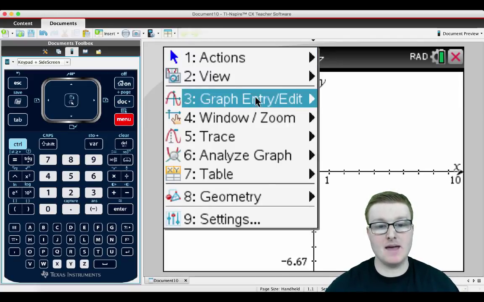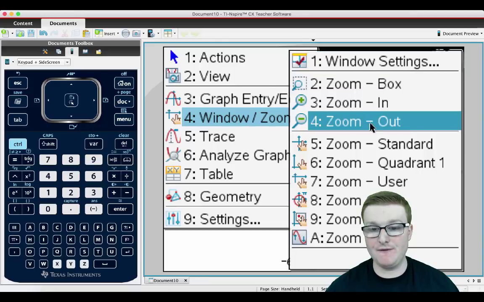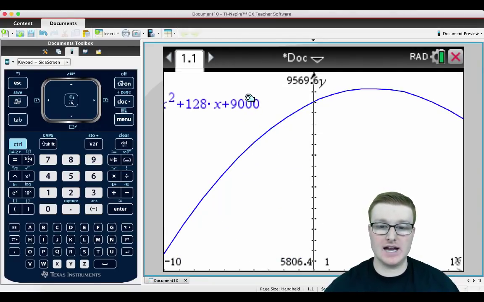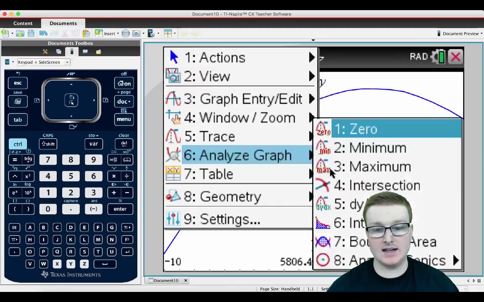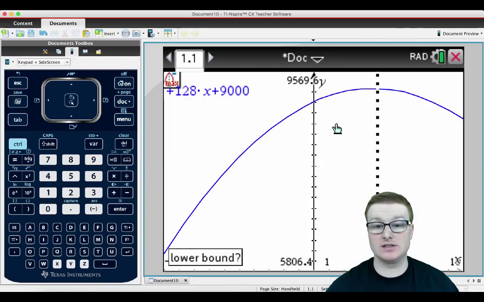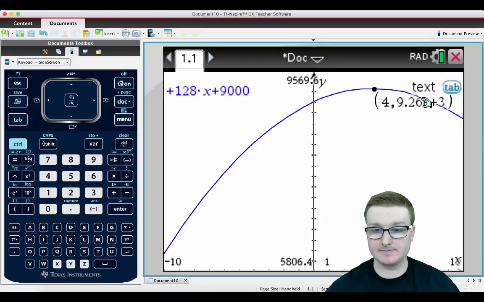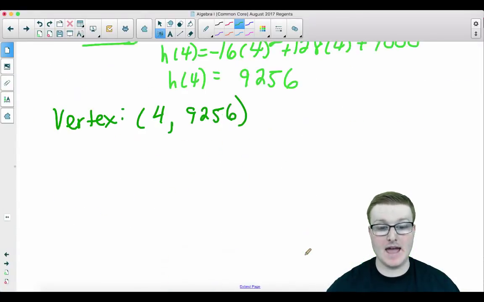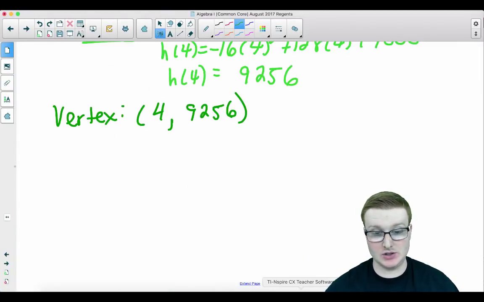So I'm going to go menu, window zoom, zoom fit, and we'll actually fit it for you. So the vertex or the turning point, so menu, analyze graph, it's actually the highest point on the graph, so it's the maximum point. So click, click. As you can see, it's the x value of 4. So therefore, we know that we got it right. And the vertex is 9,256.